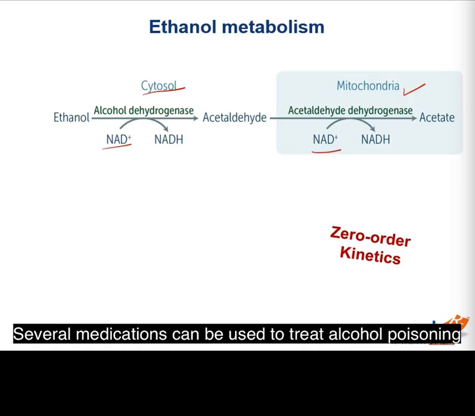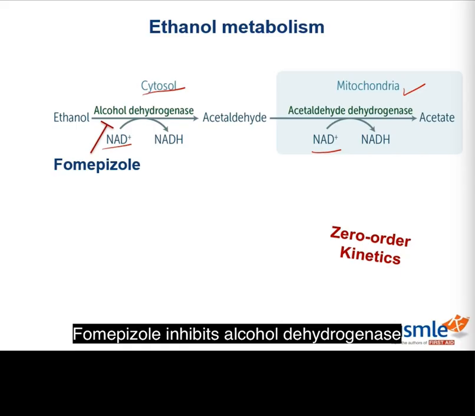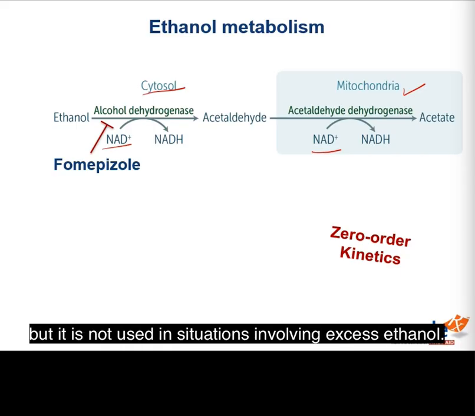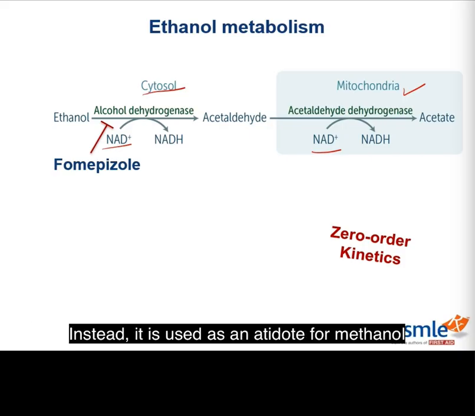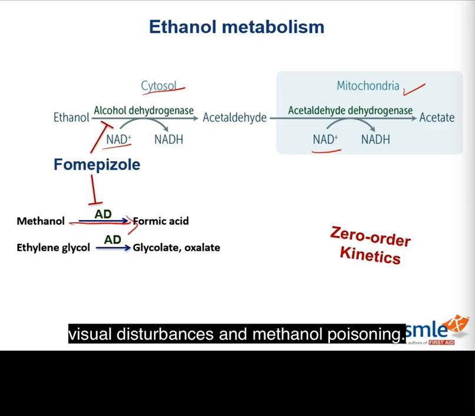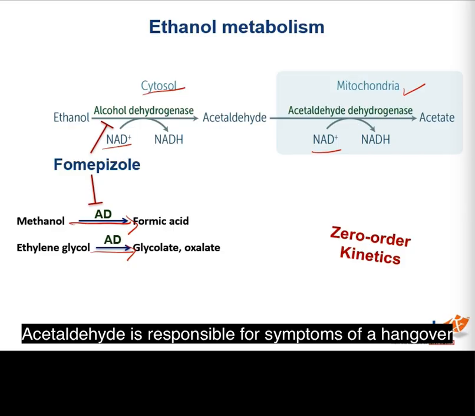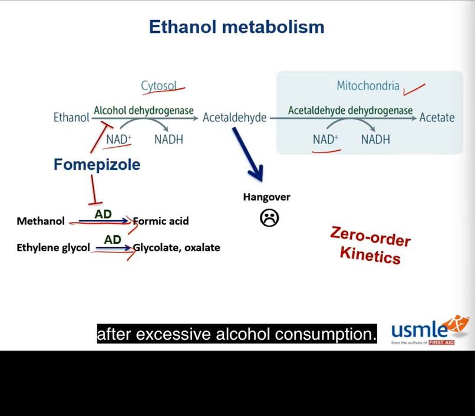Several medications can be used to treat alcohol poisoning and to maintain abstinence in alcoholics. Fomepizole inhibits alcohol dehydrogenase, but it is not used in situations involving excess ethanol. Instead, it's used as an antidote for methanol or ethylene glycol poisoning. This is because alcohol dehydrogenase is also used to convert methanol to formic acid, which can cause visual disturbances in methanol poisoning, and it's also used to convert ethylene glycol into glycolate and oxalate, and this can cause renal damage in ethylene glycol poisoning. Acetaldehyde is responsible for the symptoms of a hangover after excessive alcohol consumption.